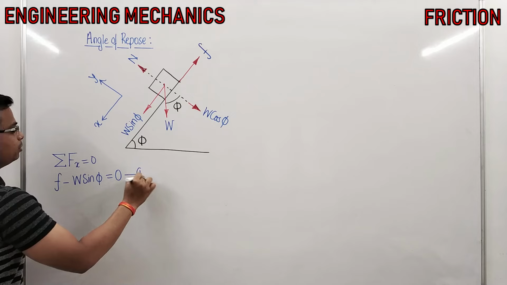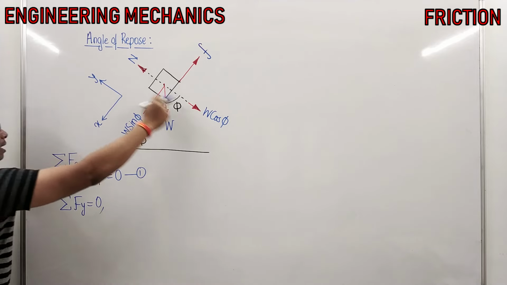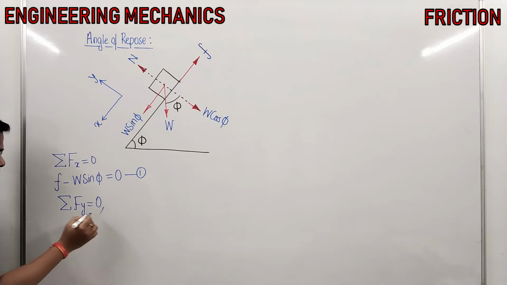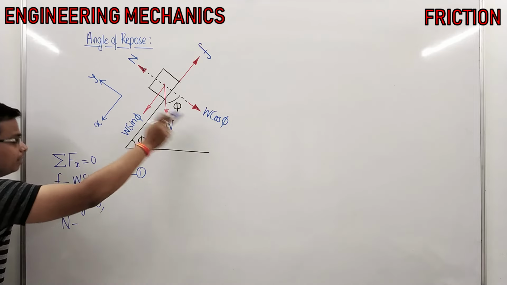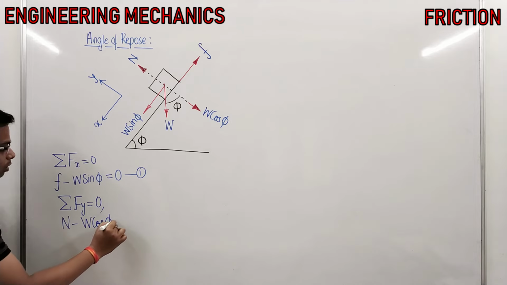Let us take this as our equation number one. The second equation is: summation of all the forces in the direction of y is equal to zero. So you have this normal and you have this W cos phi. This is obviously going to be N upwards, take it as positive, W cos phi downwards, take it as negative: N minus W cos phi is equal to zero.